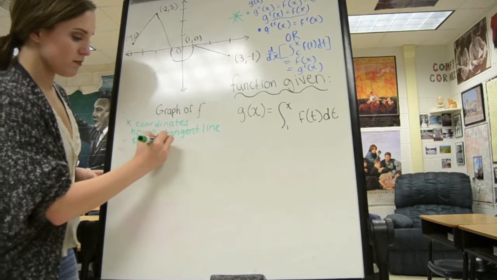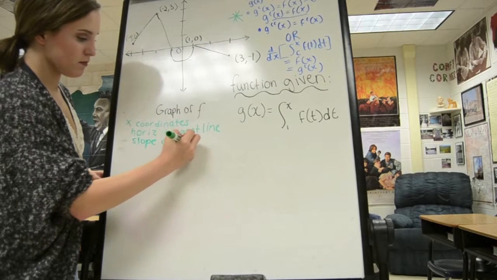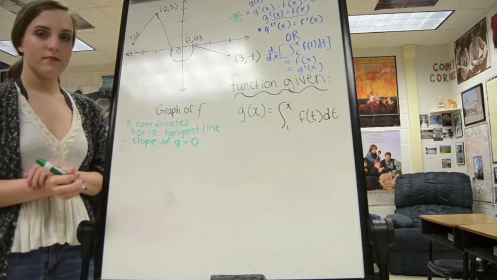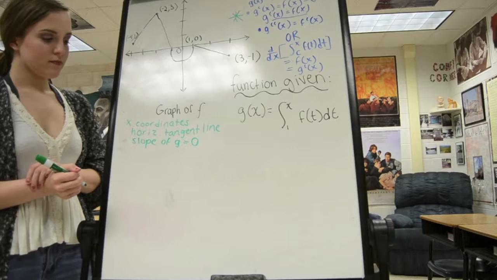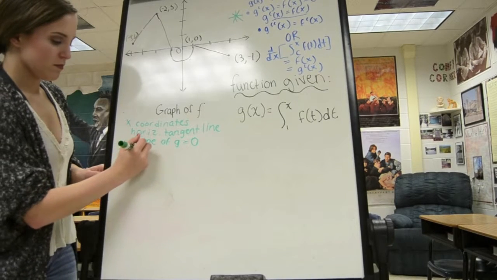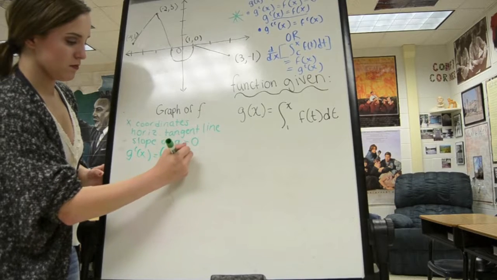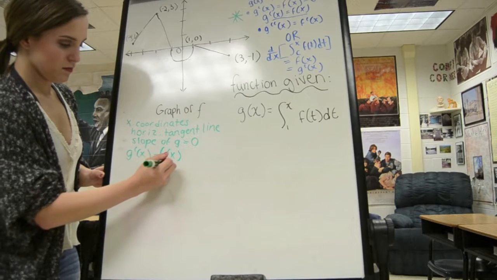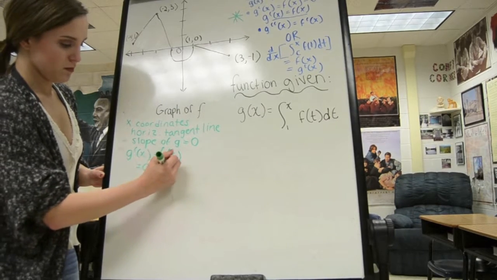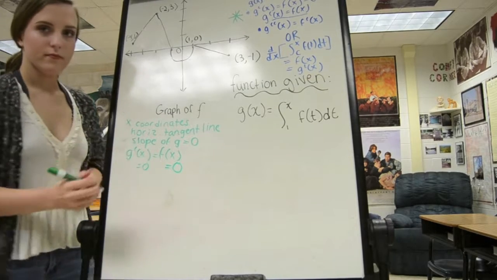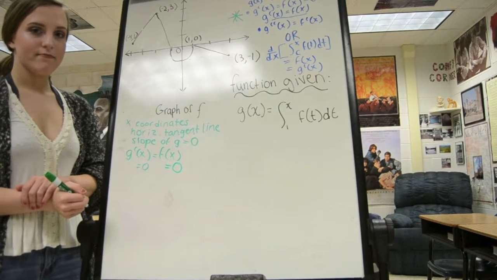Okay, so for the horizontal tangent line, recall that this occurs when the slope is equal to 0. So in this problem, we are looking for when g prime of x, or the slope of g, is equal to 0. Since all we have is the graph of f, we must think about the relationship between g and f to solve for this. G prime of x equals f of x. So we are looking for where g prime of x equals 0. Therefore, we are looking for where f of x equals 0 on the graph.